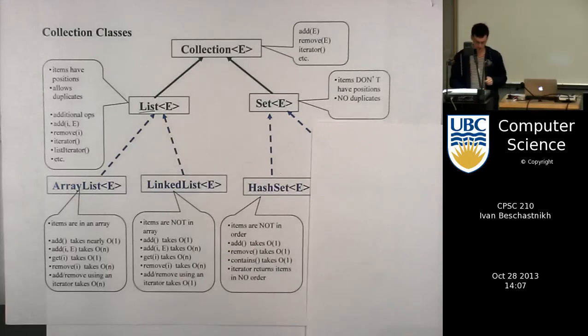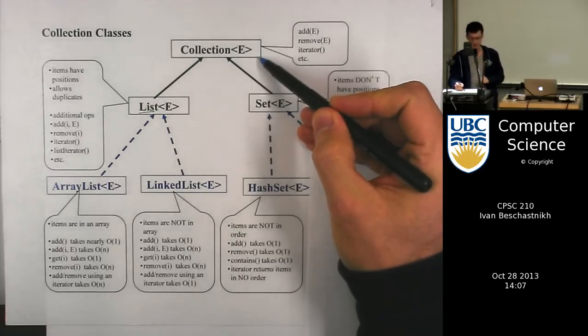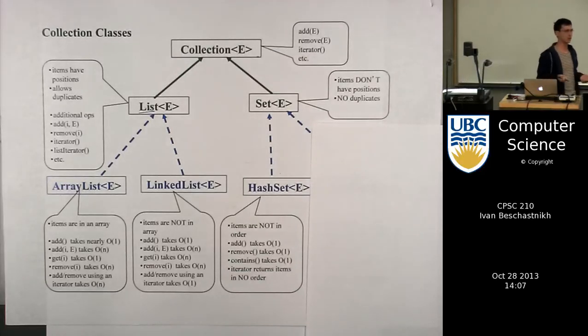At the very top you have an interface, and it's a collection. And what does a collection support? Well, it's a collection of items. So you can add a new item to a collection. You can remove an item from the collection. And then you can somehow walk across the collection, so you can iterate over the collection.